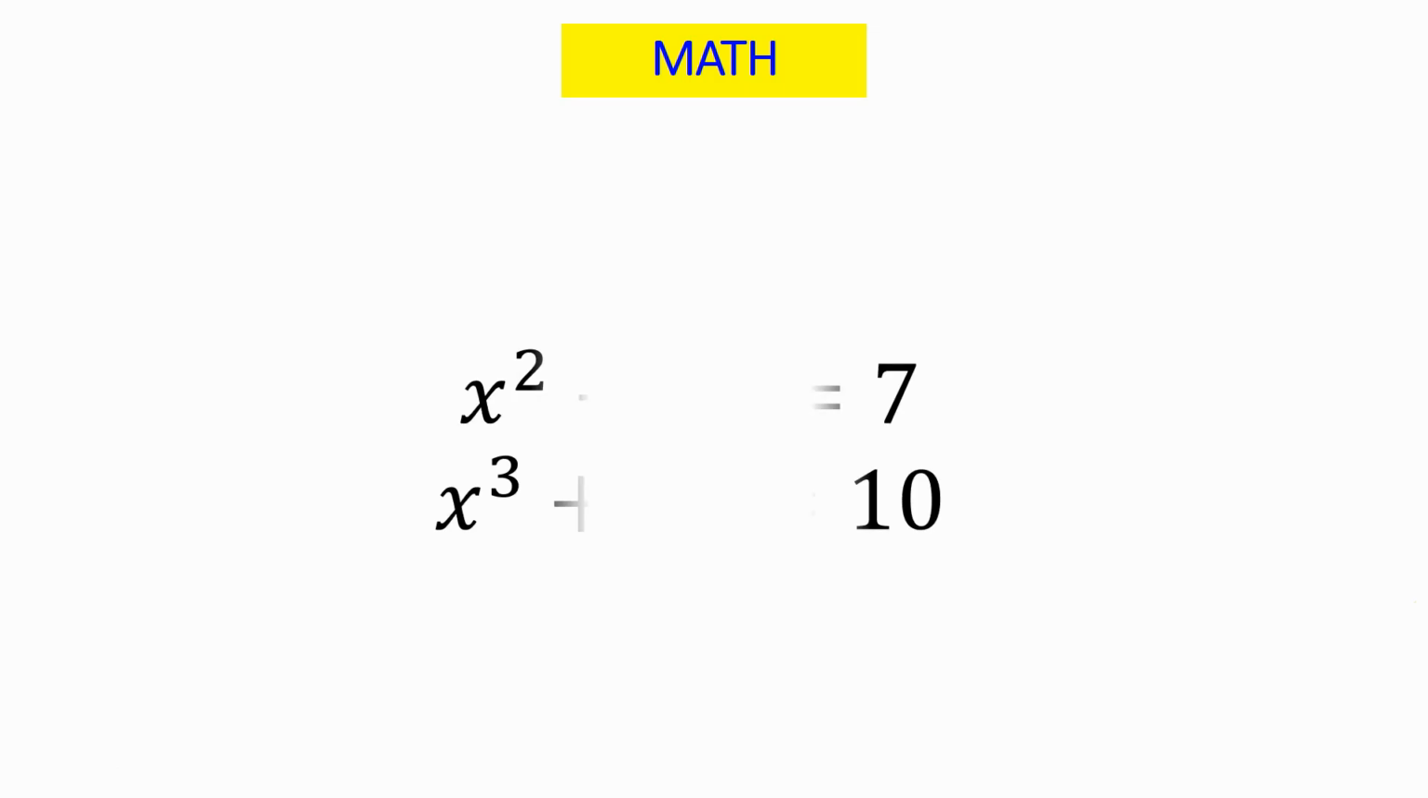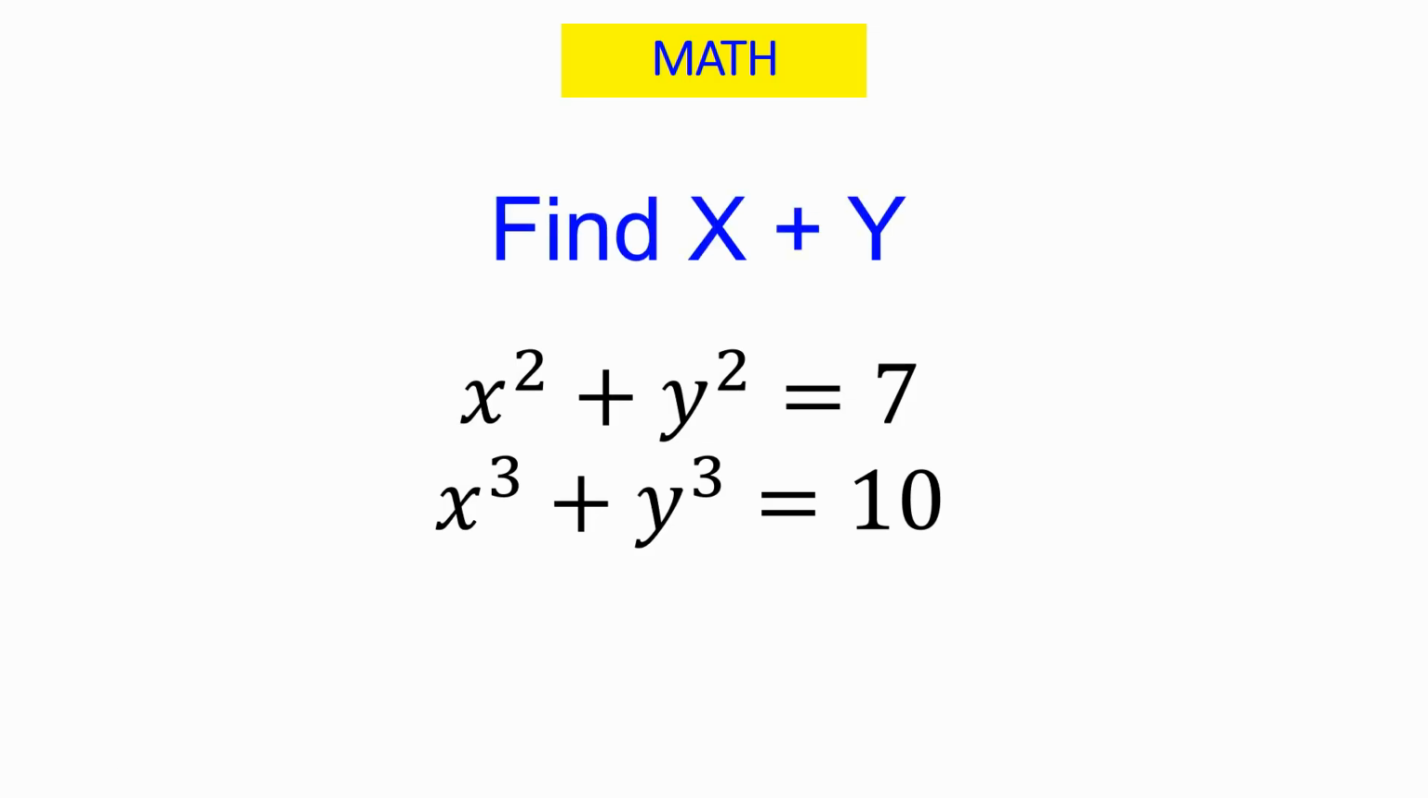In today's video we're going to solve another math problem. If you had this system of equations, x squared plus y squared equals 7 and x cubed plus y cubed equals 10, what are all the possible options for x plus y? This is our question.